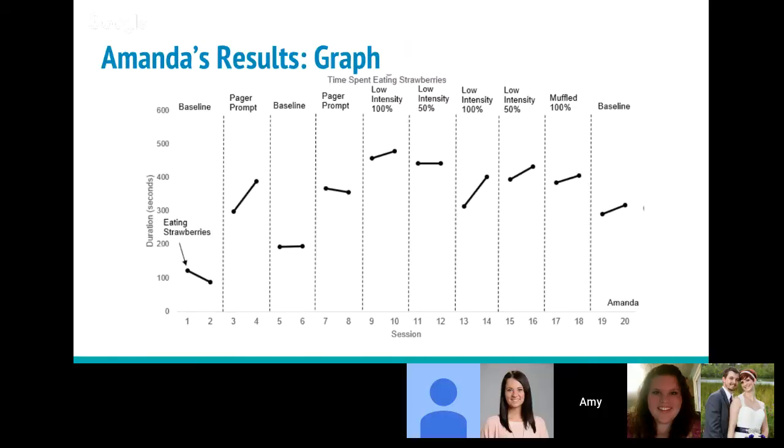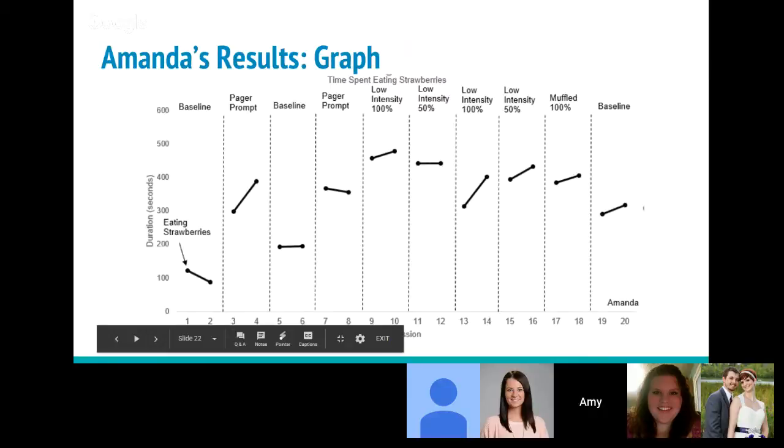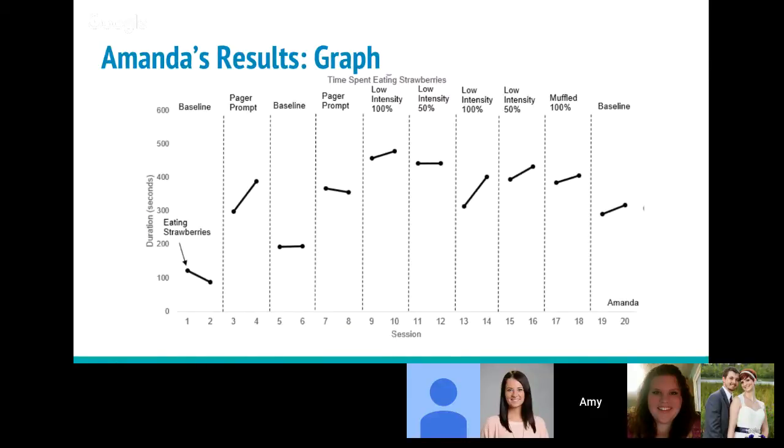And then again, it stabilized after that with the pager prompts. And then it's maintained after the fading of the prompt. And then the last baseline, it did go back down some, but I was still slower in eating the strawberries than I was in the initial phases.